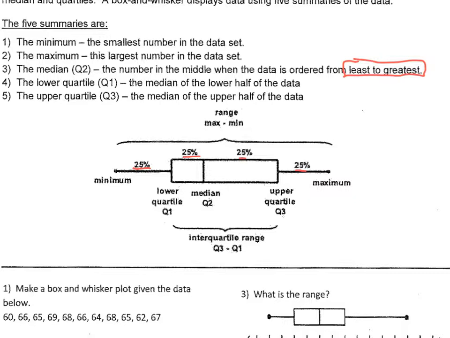The minimum number, so the smallest, is going to be this little dot over here. The maximum is your biggest number, so they put that little dot there. Then your median, so the middle number of all of that data, when you put it in order from least to greatest, is in the middle of this box. And they call that Q2, quartile 2.